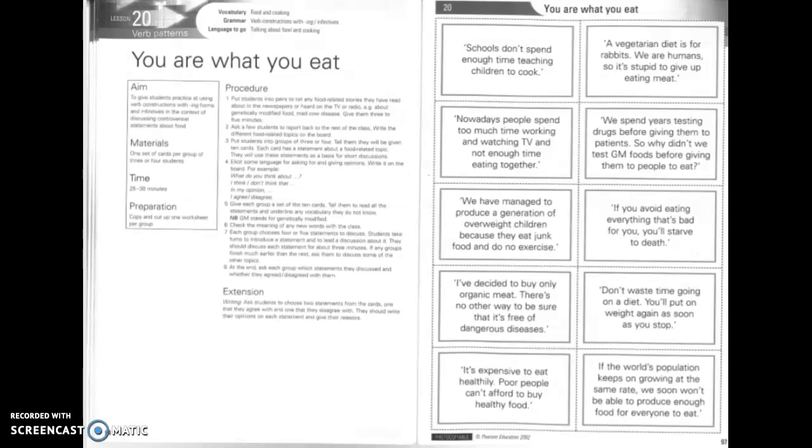So hopefully an enjoyable lesson for your students. Always a good topic, and I think the grammar focus is also very useful for students and one that they may not have thought about before.